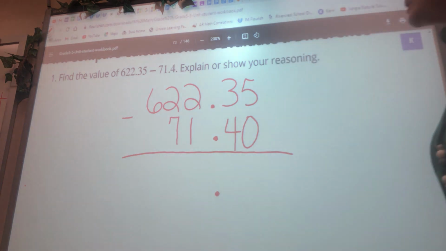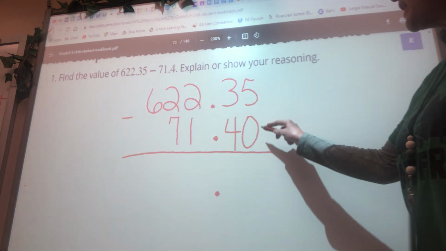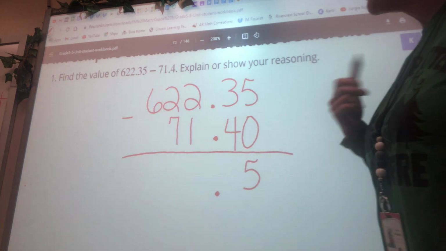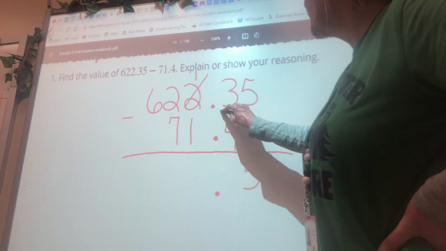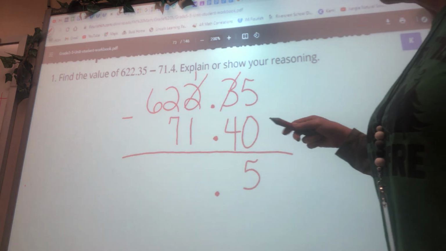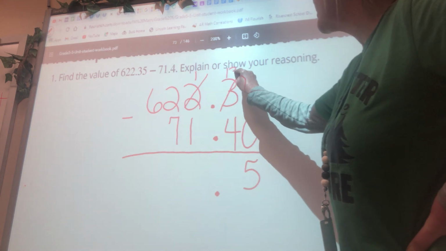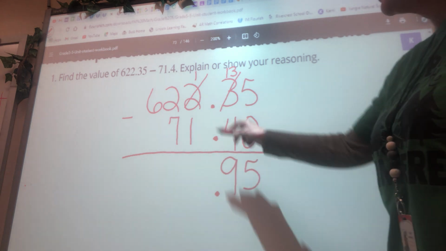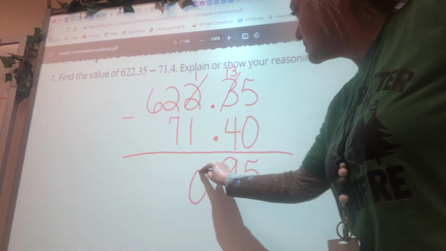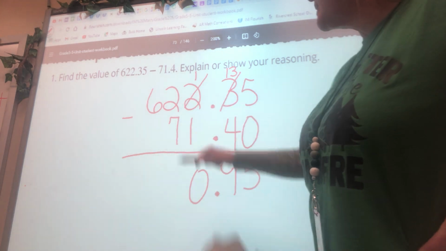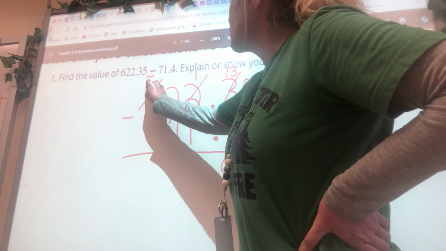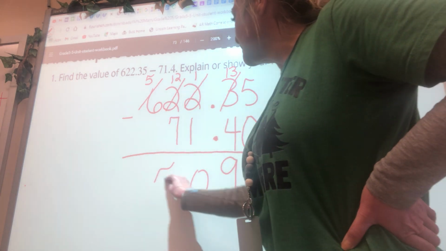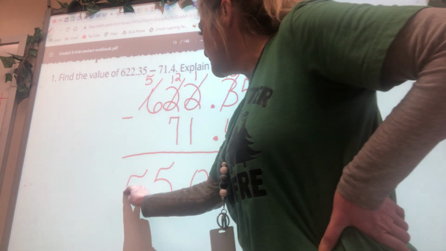Okay, and then we just subtract as usual. So we would have 5 minus 0 is 5. Can't take that from 3, so we would have to borrow. When we borrow a whole one, it's like borrowing 10 tenths. So now you would have 13 tenths. 13 minus 4 is 9. 1 minus 1 is 0. Can't take 7 from 2, so we would have to borrow. 12 minus 7 is 5, and 5 minus nothing is 5.